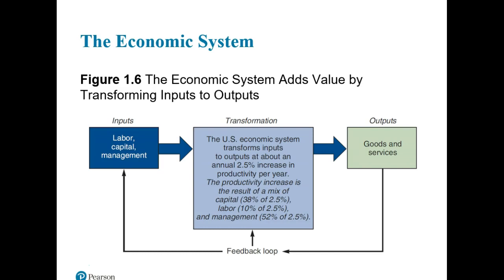Now this slide, figure 1.6, describes how productivity in the U.S. economy grows at about 2.5% per year, and it's comprised of capital factors, 0.95%, labor factors, 0.25%, and manager factors, 1.3%. And this picture also suggests that an effective feedback loop is an important component for continuous improvement.